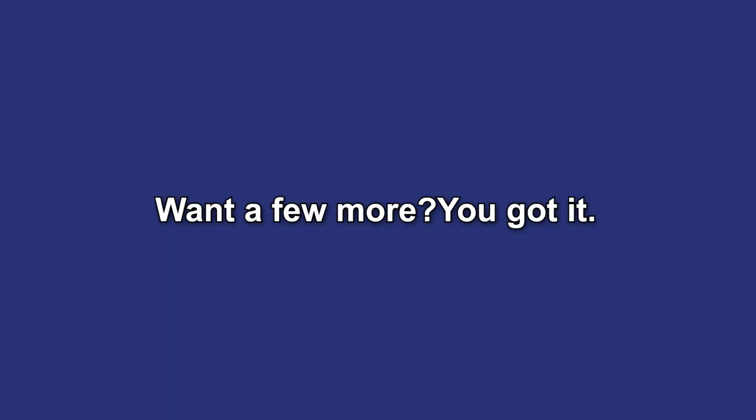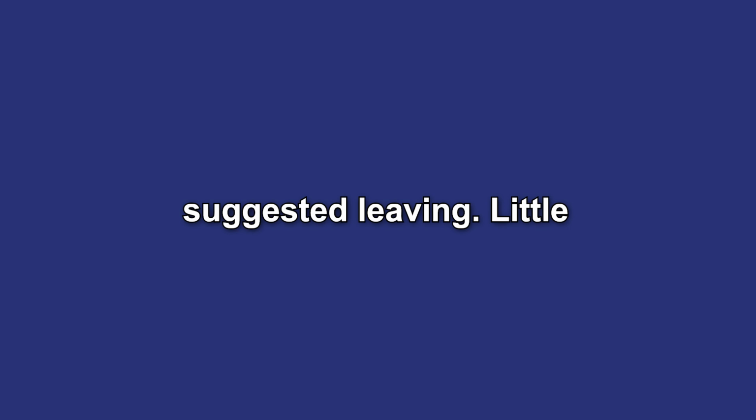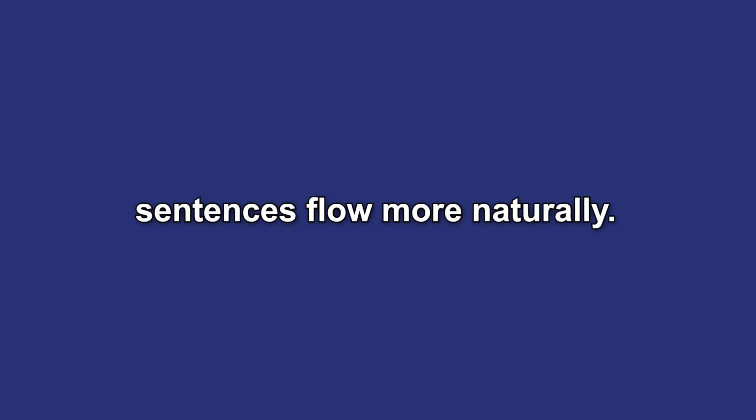Want a few more? You got it. Some learners say, "he explained me the rules." But in English, we say, "he explained the rules to me." You explain something to someone. Another example, "she suggested me to leave." Again, we don't say it that way in English. You'd say, "she suggested that I leave," or "she suggested leaving." Little adjustments like these make your sentences flow more naturally.